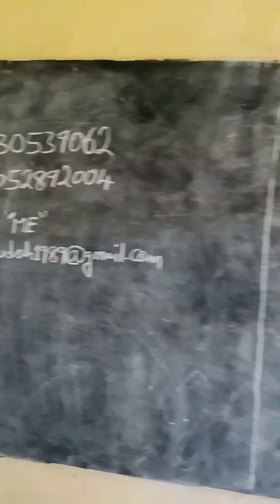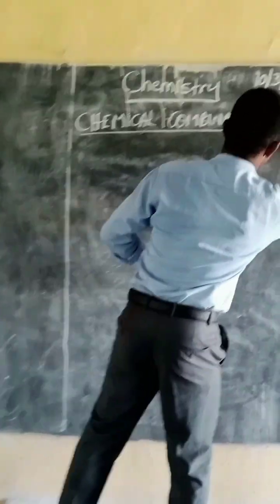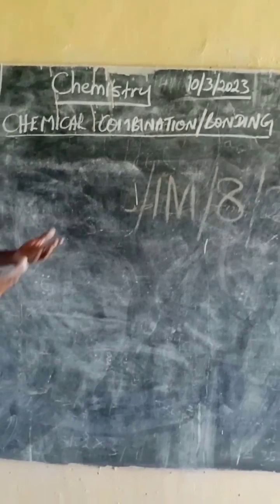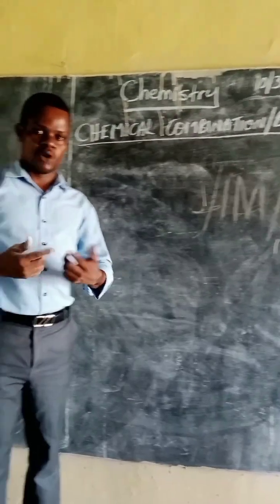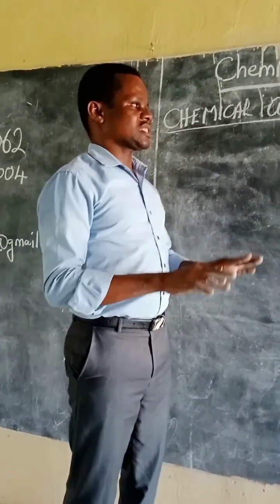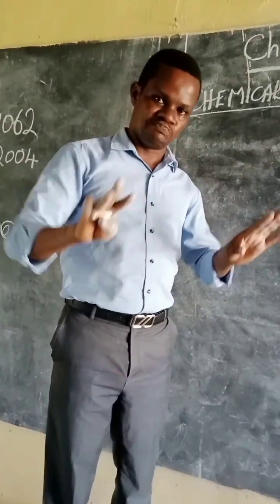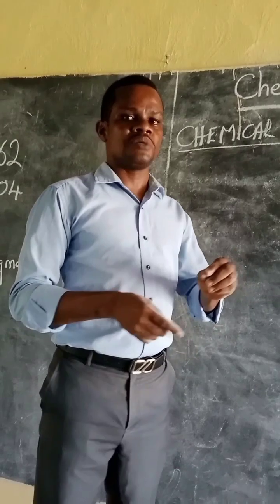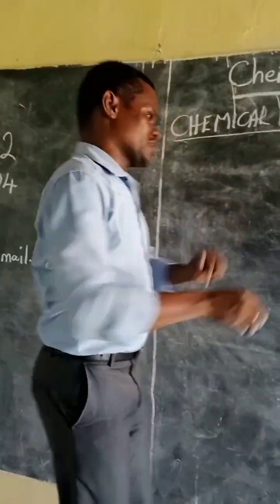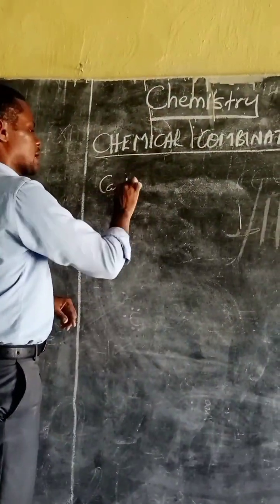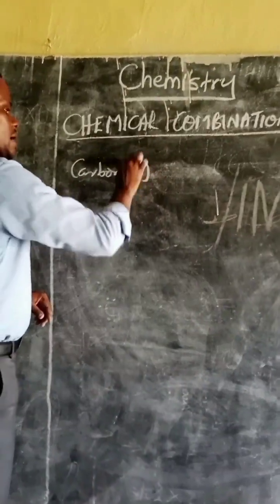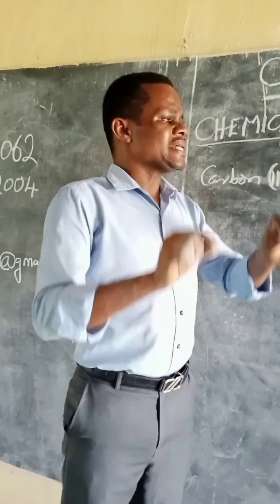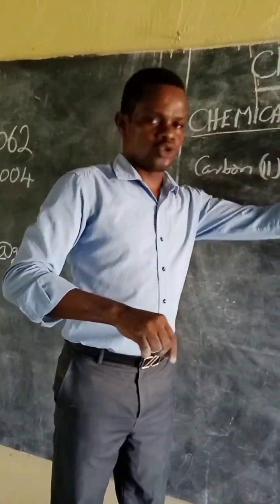In our last class, we talked about electrovalent bonding, which can also be known as ionic bonding. Today we are going to emphasize covalent bonding, and I would love to use one example, which is going to be carbon 2 oxide. Carbon 2 oxide is written as CO. Let's now see the type of bond that is common in carbon 2 oxide.